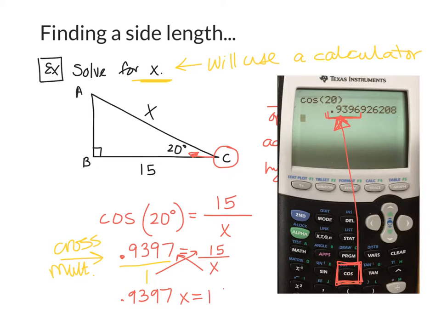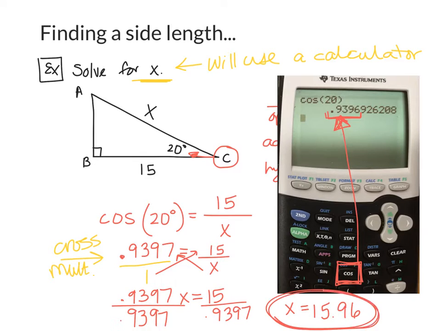That's going to give me 0.9397x equals 15. My last step is to get x by itself, so I'm going to divide by 0.9397. And in the end, that gave me that x was equal to 15.96. Hopefully you're following along in your calculator. Remember, this 15.96 is the hypotenuse for that triangle. It's important that you know what that belongs to, so make sure that you understand that when you get to the end. Rewatch this problem if you need help with any part of that.